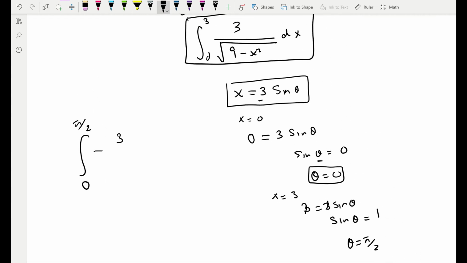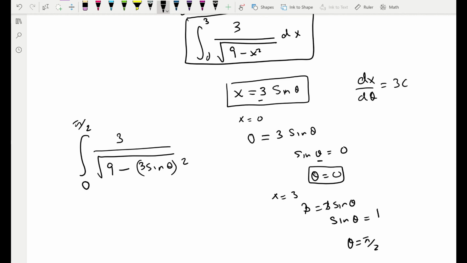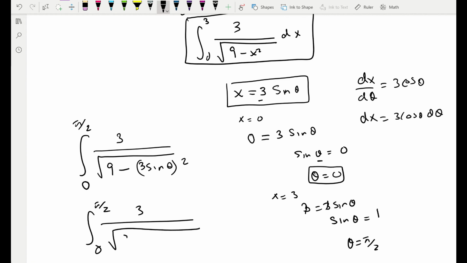So 3 over square root of 9 minus x square becomes the square root of 9 minus 3 sine theta squared. And dx: if you differentiate 3 sine theta, you're going to get 3 cosine theta. So dx is 3 cosine theta d theta. So we have the integral from 0 to pi over 2 of 3 over square root of 9 minus, and here it's 3 cosine theta d theta. That's your dx.